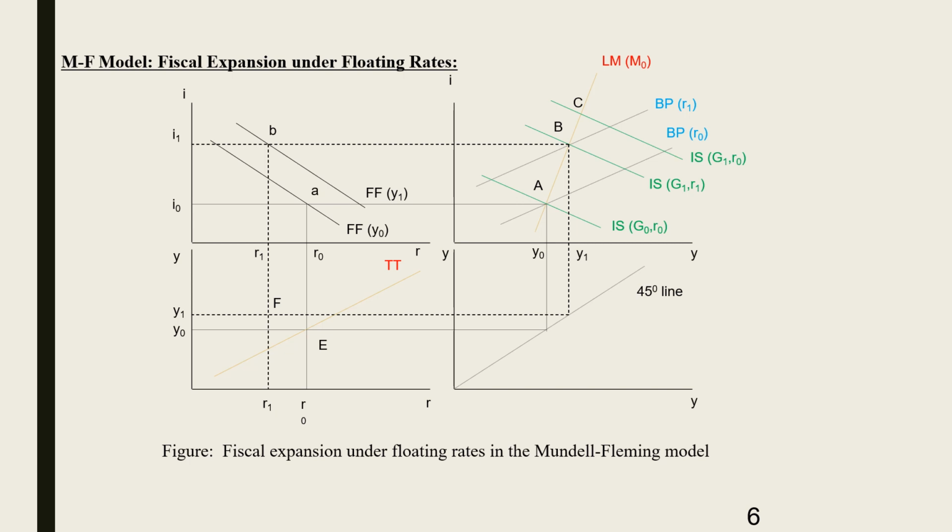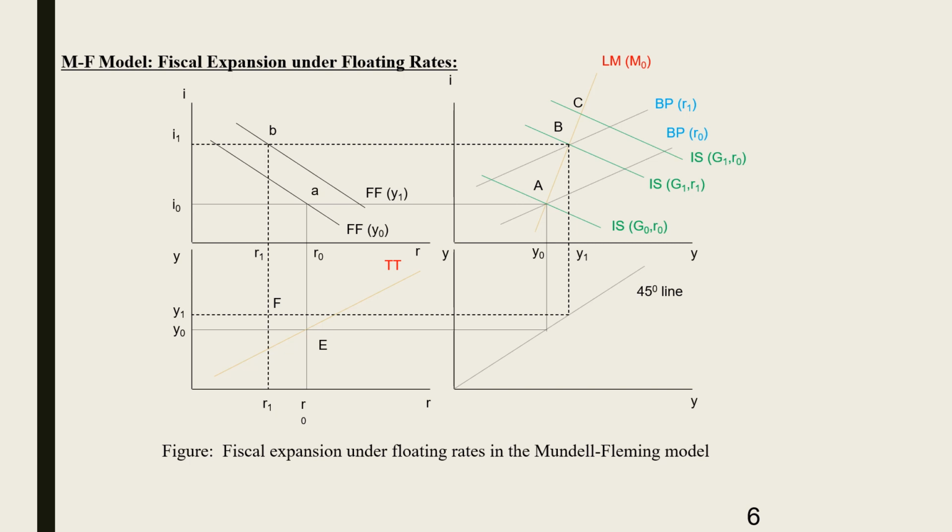The new IS cuts the original LM curve at point C with a higher interest rate that causes an influx of funds, which means an emerging excess demand for domestic currency. The home currency must appreciate.